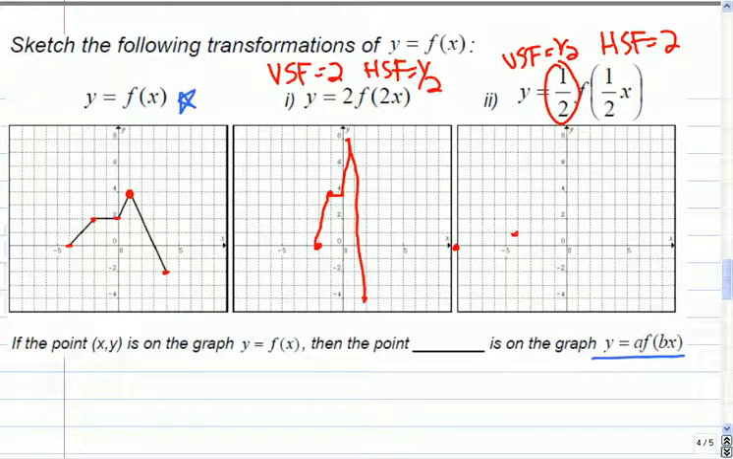Oh, sorry, that's not 8, that's 9. Then it'll be at 0, 1. And it'll be at, let's see here, 2, 2. And it'll be at 8, negative 1. So the graph has been squished, and the graph has been stretched wider.